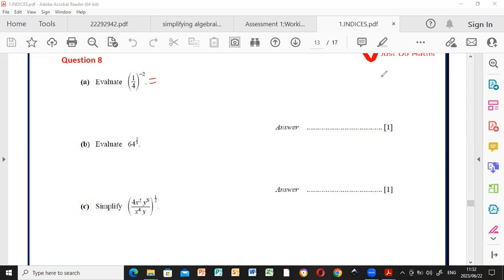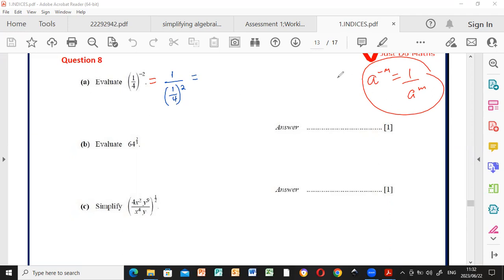So what you are going to do in this case is a matter of applying the law of negative powers. Remember, a to the power of negative m is the same as 1 over a to the power of positive m. I've said that concept now and again. So this is the same as 1 over 4 to the power of 2.